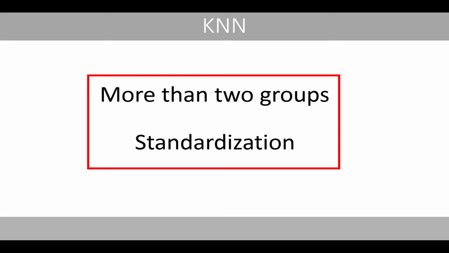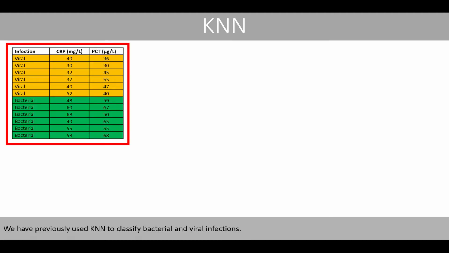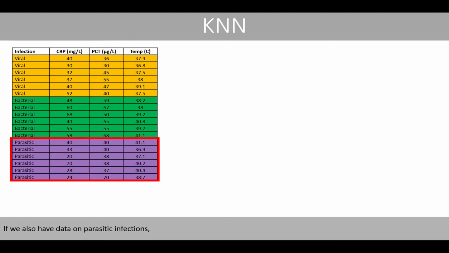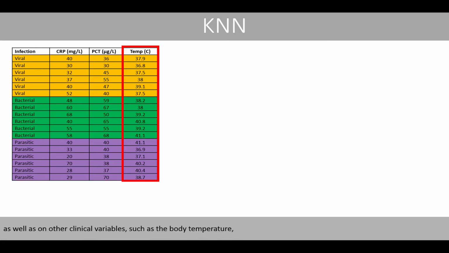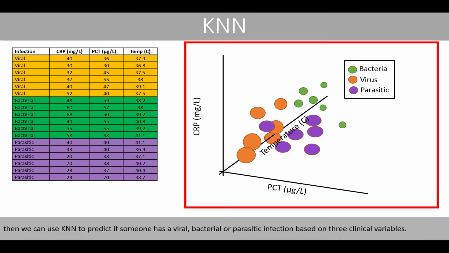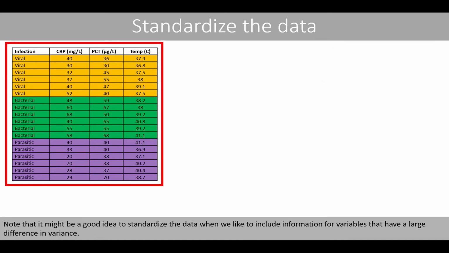We'll now have a look at how we can use KNN with more than 2 groups, and why it is important to sometimes standardize the data. We have previously used KNN to classify bacterial and viral infections. If we also have data on parasitic infections, as well as on other clinical variables, such as the body temperature, then we can use KNN to predict if someone has a viral, bacterial, or parasitic infection based on 3 clinical variables. Note that it might be a good idea to standardize the data when we would like to include information for variables that have a large difference in variance.